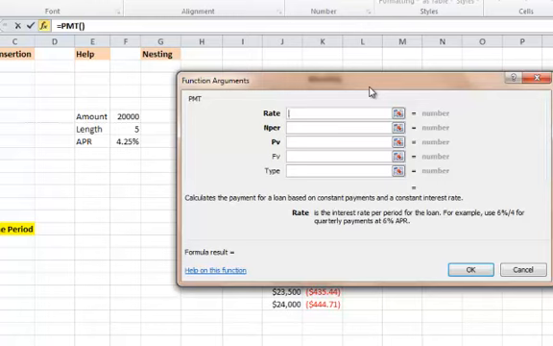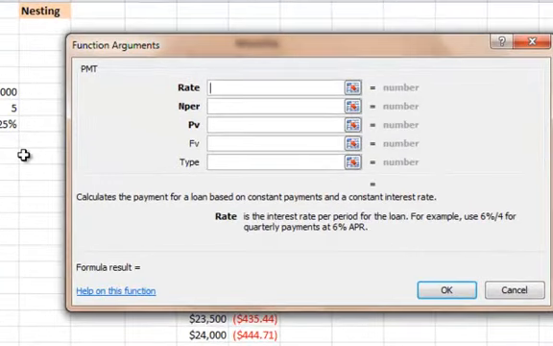So, okay. So we need, I've got some information here. I've got a $20,000 loan. I want a 5-year loan for $20,000 at an annual percentage of 4.25%. I want to calculate my monthly payment. How much do I have to pay each month on this? All right? Everybody clear about that?